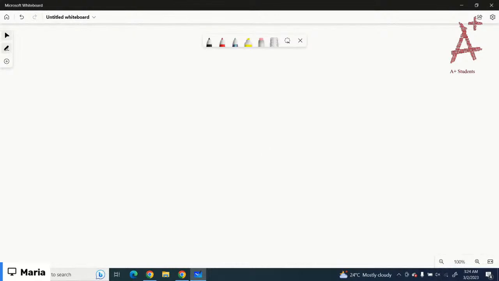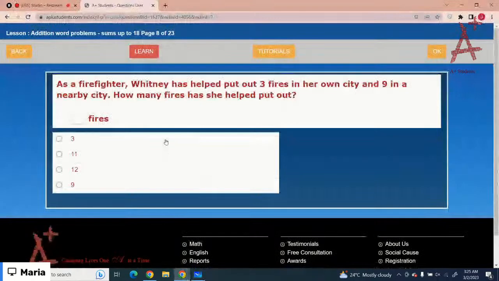start with 9 and count up 3. So 9 plus 3 makes 9, 10, 11, 12. So 9 plus 3 makes 12. Got it? So the correct option is 12. Just select the correct option and click on the OK button. Got it?